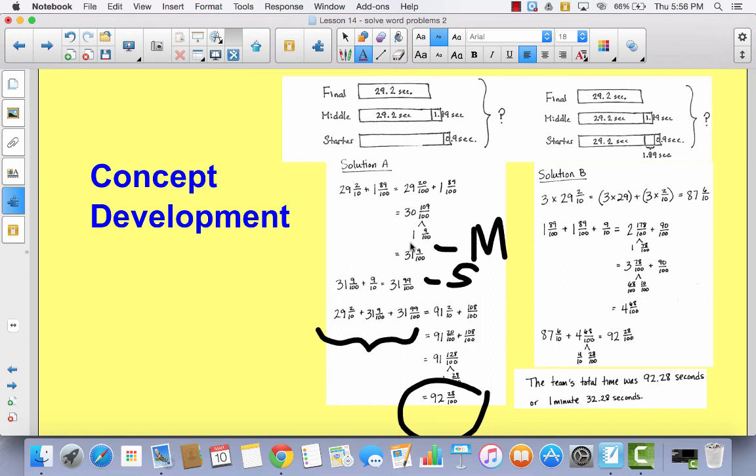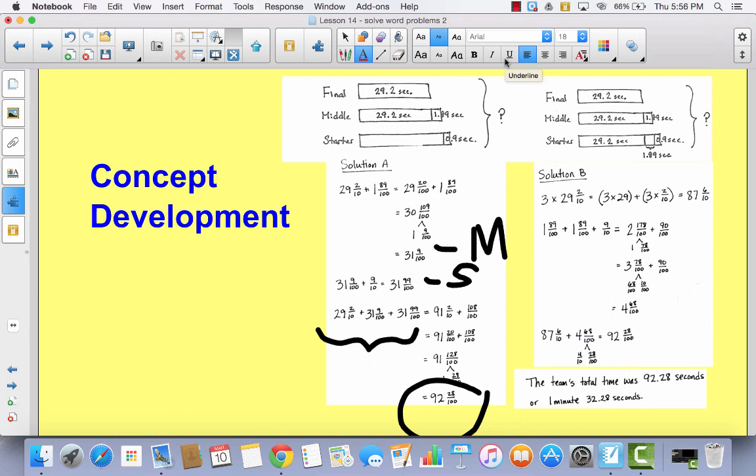You can see that right here, they added 29 and 2/10 to this 1 and 89 hundredths of a second, and that gave them 31 and 9 hundredths, which is the middle runner's time. And then they added 9/10 to that, and they got 31 and 99 hundredths, which was the starter runner's time, and they added all those together, and then they got 92 and 28 hundredths. You can see over here that they used the same solution that I did. They took 3 times 29 and 2/10 and got 87 and 6/10 and added that to 46 hundredths and again got 92 and 28 hundredths.